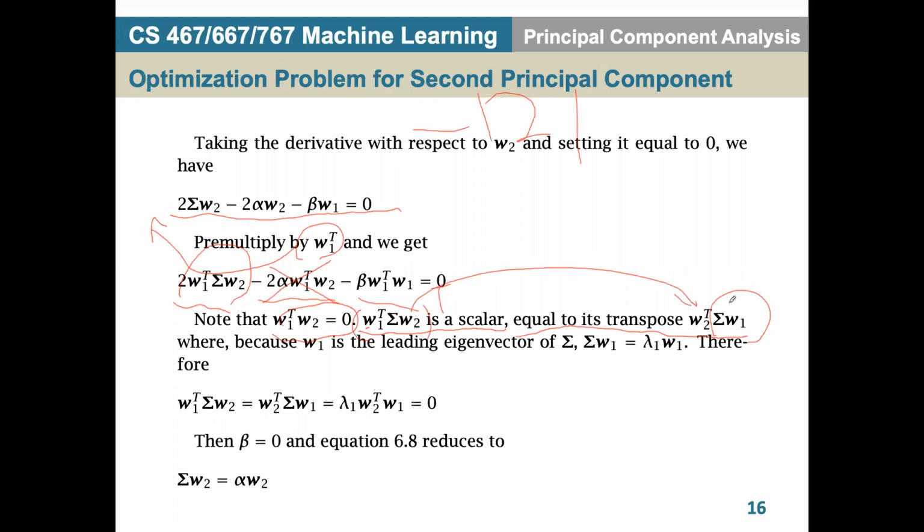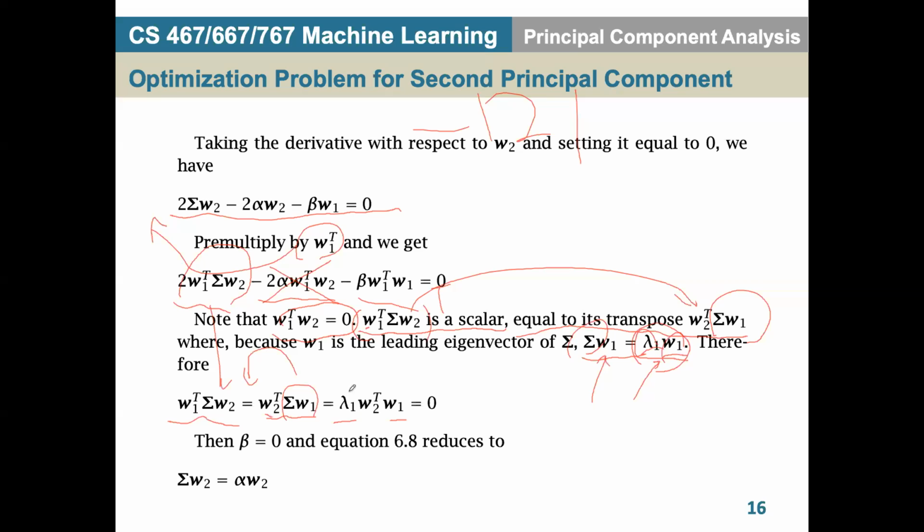So we know what sigma W1 is. Sigma W1 is exactly lambda 1 W1 because W1 is the eigenvector. So after mapping with sigma, we get the first eigenvector times the first eigenvalue. So what does this mean? If we do the transpose, because it's a scalar anyway, this term is equal to this times this. This is the constant, you can move forward.